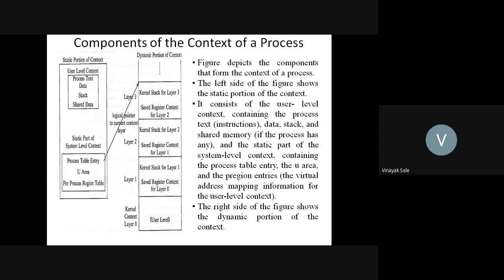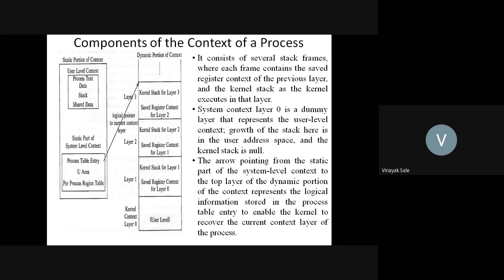The right side of this figure shows the dynamic portion of the context, which consists of several stack frames, where each frame contains the saved register context of the previous layer, and the kernel stack as the kernel executes in this layer. The system context layer 0 is a dummy layer that represents the user level context. Growth of the stack here is in user address space, and the kernel stack is null.